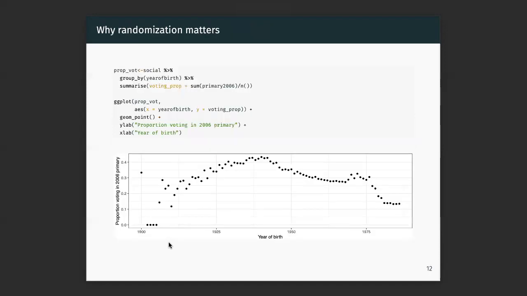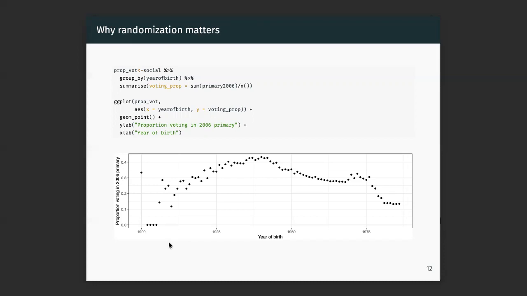Here's why randomization matters. Let's take voting proportion. We know, for example, that voting differs across social groups. Different people are more likely to vote than others. So let's use year of birth as a way to compute how likely different groups are to vote. What do we see in this plot? We have year of birth on the x-axis. We have the proportion of people who voted in the 2006 primary on the y-axis.